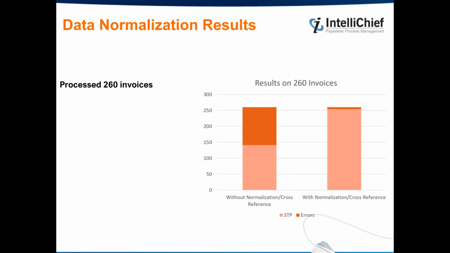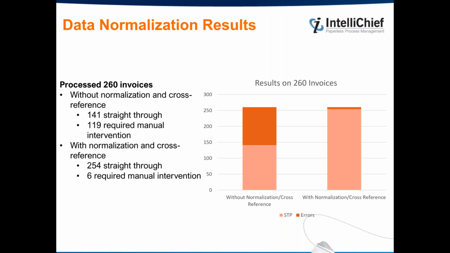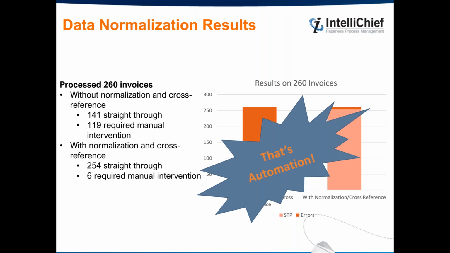Okay. And so the whole purpose of doing all this data normalization, if you will, is again to get straight through invoices. So what's it look like? Here's a customer where we determined that we processed 260 invoices, and without normalization and cross-reference, they were able to get 141 straight through. 119 required some manual intervention. It might have just been one field that they had to change, but we don't want them to do anything if it truly matches. So with this concept of normalization and cross-reference, the things we just talked about, 254 of the same invoices went through, 6 required some level of manual intervention. So that's the kind of automation that we're really after, right? And so that's why it's important.